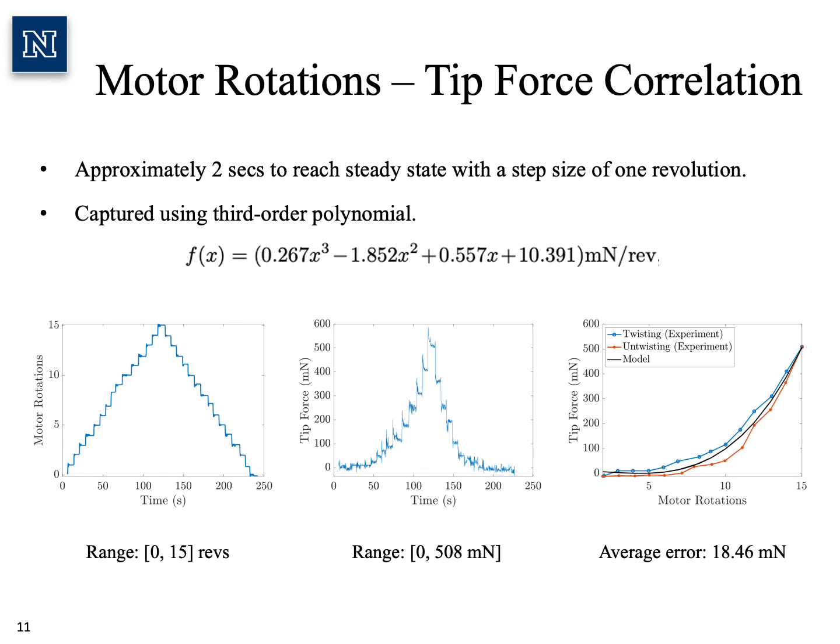Furthermore, the steady-state motor rotation stiff force correlation was captured using a third-order polynomial. The average modeling error was 18.46 millinewtons. Considering the range of the force to be from 0 to 508 millinewtons, this average modeling error was considered to be satisfactory. As it can be seen, similar to the previous case, the correlation was observed to be nonlinear in nature with a hint of mild hysteresis in the behavior.